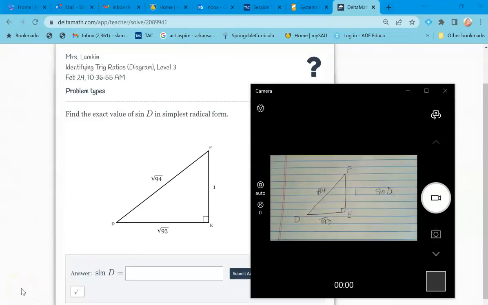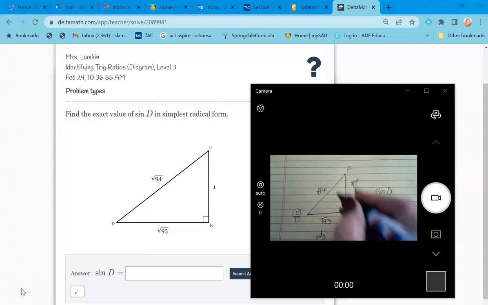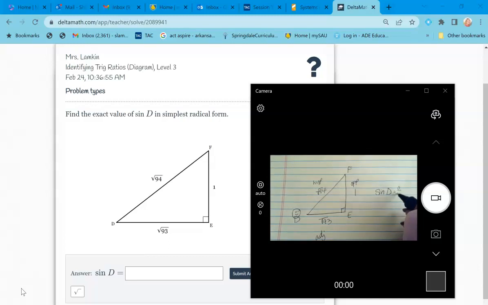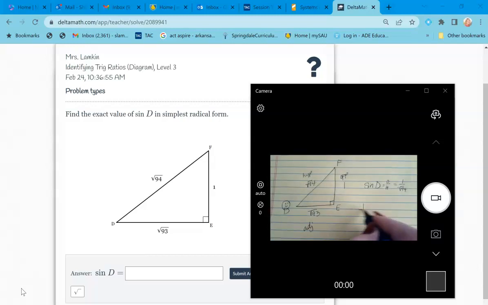The question that we're looking at now asks you to put your answer in simplest radical form. It wants the sine from angle D. So smiley is sitting here. This is my opposite. This is my adjacent. This is my hypotenuse. So for sine, I'm going to need the opposite over the hypotenuse, which is 1 over the square root of 94. But I can't leave it like that.